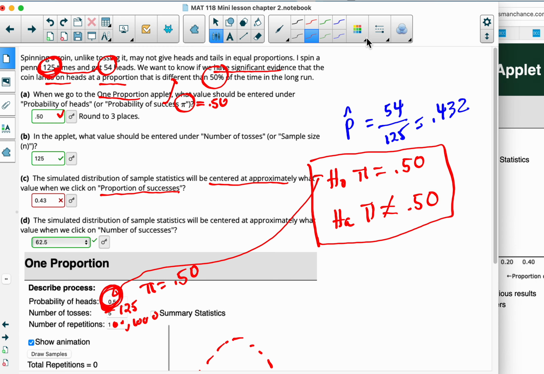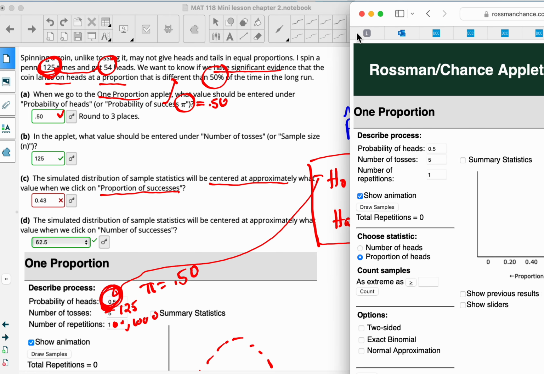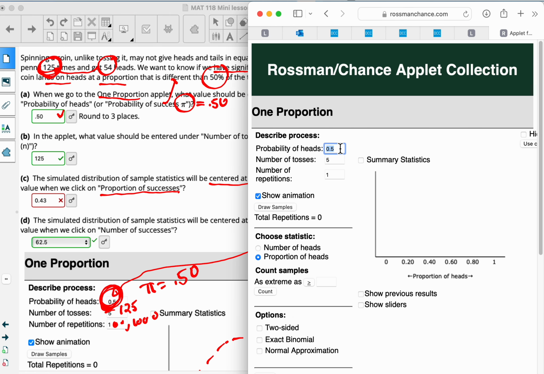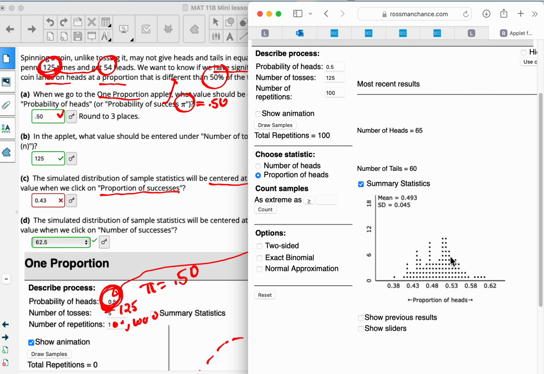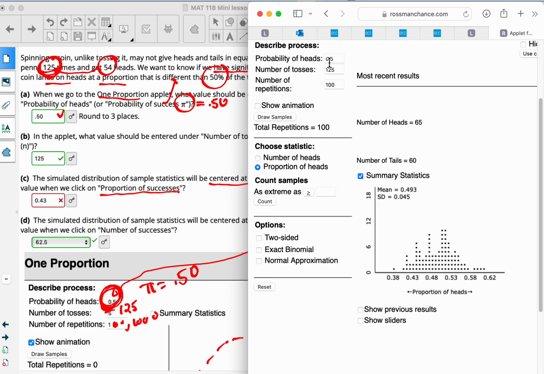So let me pull Rossmann-Chance up and we can take a look at this. If I put in 0.5 and I put in 125 tosses and I repeat it 100 times, and I show my summary statistics, and I draw my sample. See here, I've told it to assume that pi equals 0.5. But when I have 100 repetitions and I generate the simulation, I get a mean or a center of 0.49. It's close to 0.5, but not exactly equal.